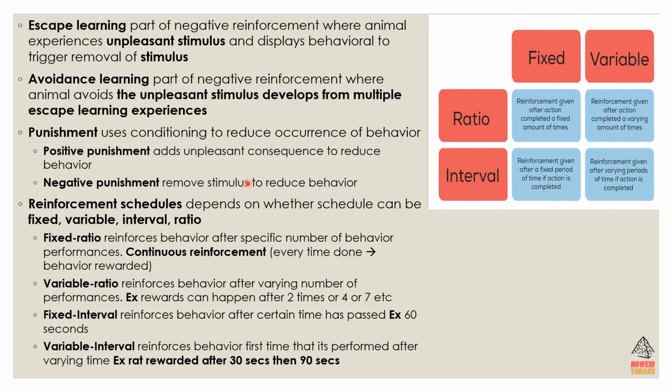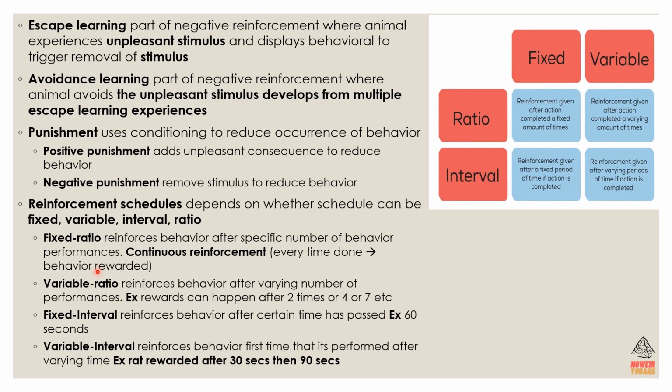Next, you have reinforcement schedules, and these depend on whether the schedule can be fixed or variable, interval or ratio. So you got fixed ratio, which reinforces the behavior after a specific number of behavior performances, and continuous reinforcement. So let's say every time the action is done, the behavior is rewarded. So let's say every time a rat presses a button, he's given a snack, a treat.